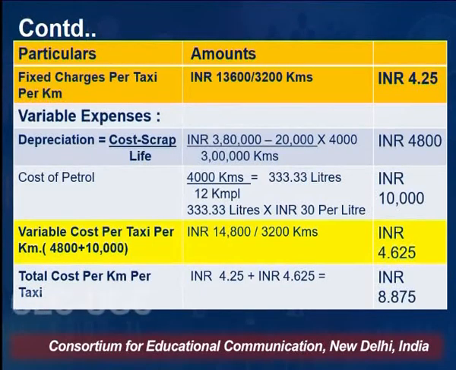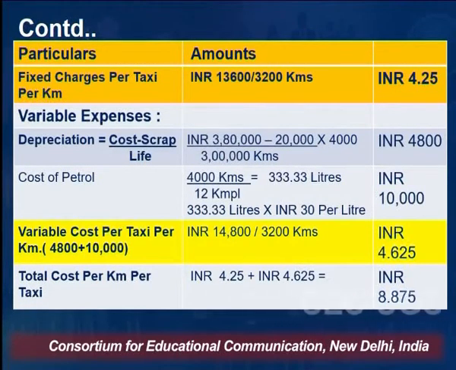Cost of petrol: it is given that your average mileage from the car is 12 kilometers per liter. So the total 4,000 kilometers we are covering, divided by 12 kilometers per liter, gives me the total consumption of petrol, that is 333.33 liters. And since the price per liter of petrol is 30 rupees, we shall multiply 333.33 liters into 30 rupees to arrive at a total cost of petrol, which comes to be 10,000 rupees.